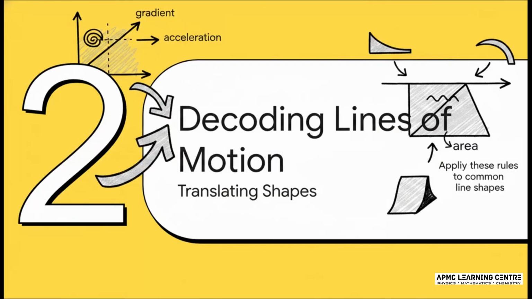All right, so there you have it. Our two core rules. Gradient is acceleration and area is displacement. Got it? Good. Now let's see what happens when we apply these rules to the different kinds of lines you're going to see on these graphs.